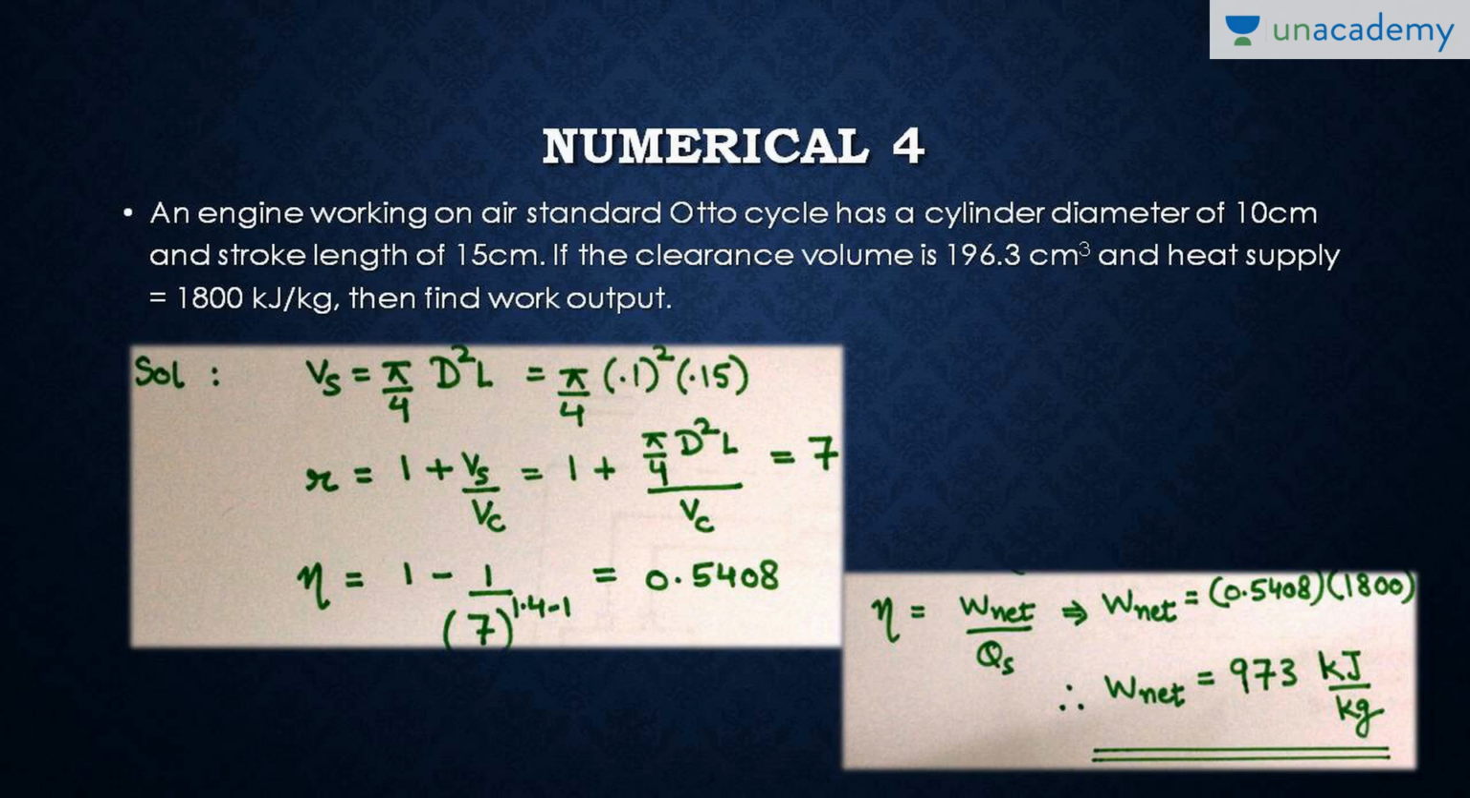Net work done, we have to find the net work done, and heat supply is given as 1800. Efficiency is 1 minus 1 upon r raised to power gamma minus 1, and the general formula of the efficiency is net work done upon heat supplied. We have to find the net work done, and heat supplied is given in the question. So 0.5408 into 1800 is net work done. So the net work done in this is 973 kilojoule per kg.